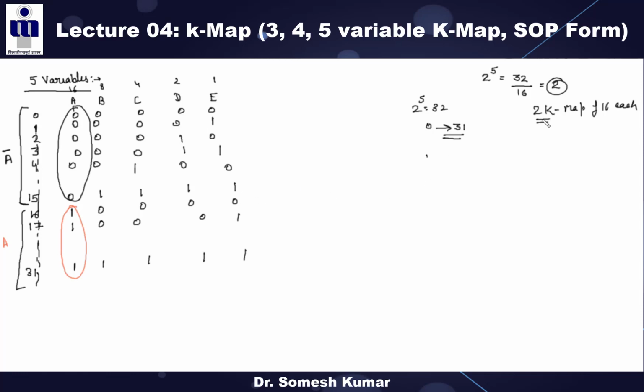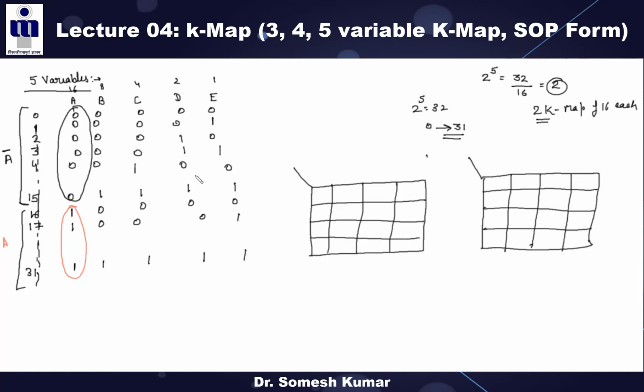So first I need 2 K-maps of 16 cells each, right? So I am drawing 2 K-maps of 16 cells each. To solve 5 variables, I draw these 2 K-maps. Now, which things I have to take here? This K-map I am saying is reserved for A bar, right? And this K-map is reserved for the A. So here I have to take B, C, D, E. Similarly here I have taken B, C, D, E.